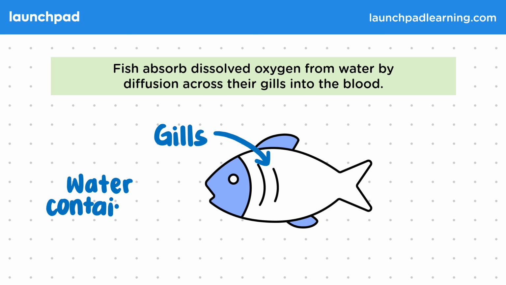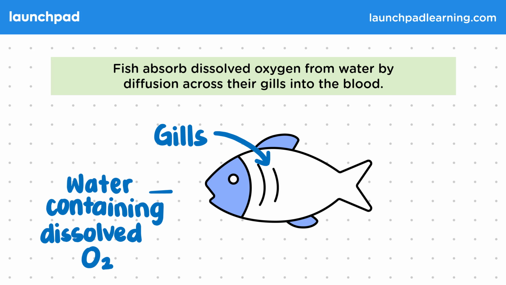Water that contains dissolved oxygen enters the fish's mouth when it inhales and passes out of the gills when it exhales. This is why you might have seen fish opening and closing their mouths. You should be able to explain how the gills in fish are adapted for exchanging gases.